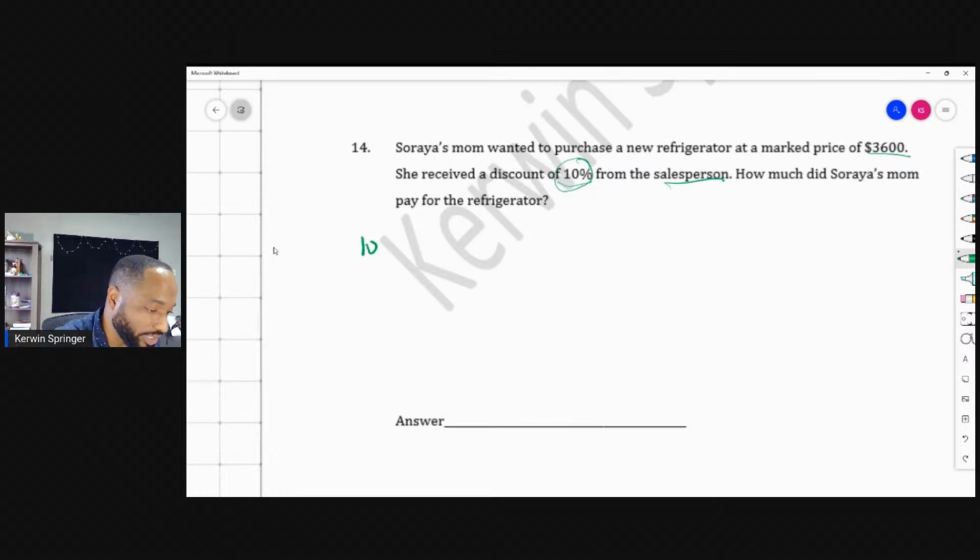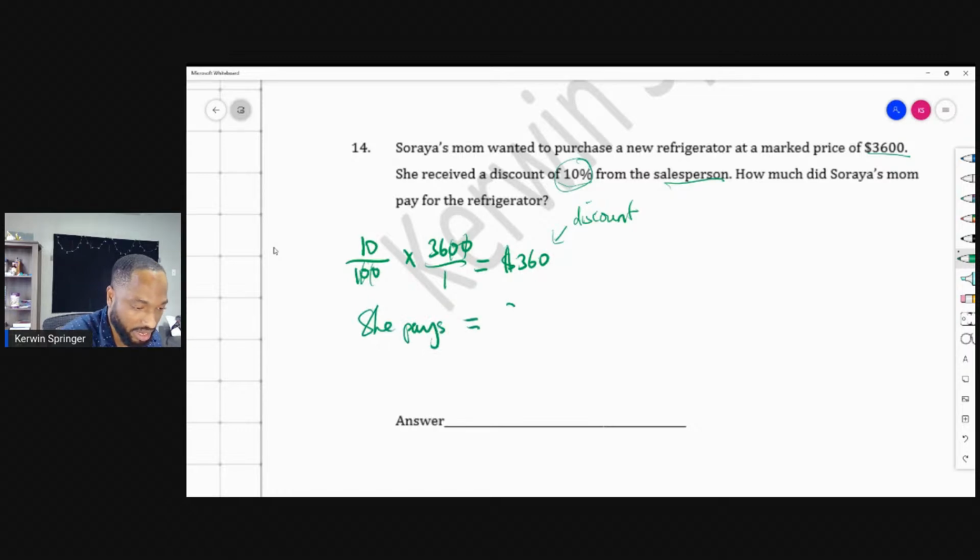Well, you can do it 2 ways. You can work out 10% of the original price, which is equal to $360. And then you subtract it. So this is the discount, boys and girls, which is 10%. You could say her selling price would be, when you subtract this, you will end up with 3240, which is what a lot of you all have in the chat there. Big up.